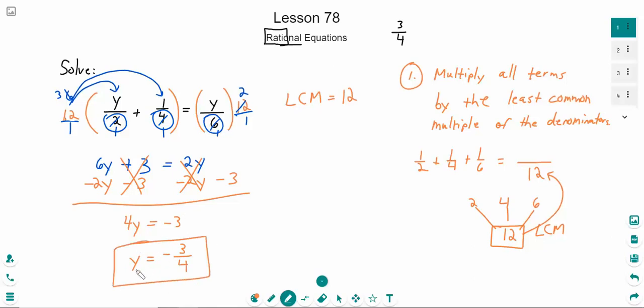Okay? So hopefully that makes sense to you. It's actually really straightforward. It's not very complicated. All we need to do is remember the process. We need to find the least common multiple for all of the denominators in the equation, and then multiply everything, both sides, by that least common multiple, and then the magic happens. The denominators get eliminated, and we get rid of the fractions, which is great. Makes it a lot easier to solve.